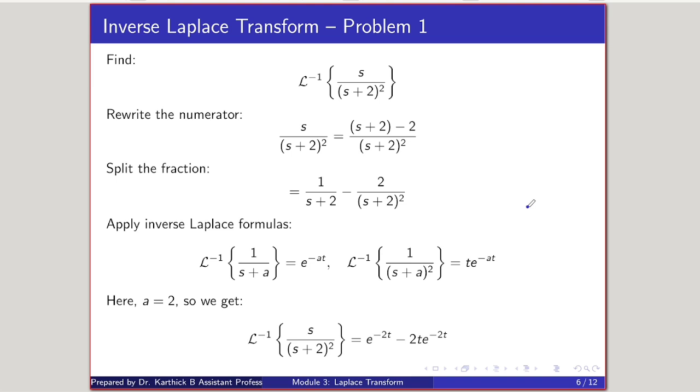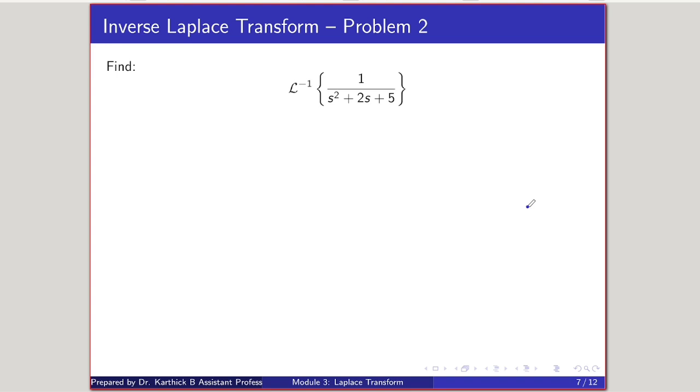So I may substitute the values. Instead of this, it will be e power minus at. Instead of this, here it will be t e power minus at. Here I may take this 2 as a constant outside. So I am getting e power minus 2t minus 2t e power minus 2t. Now I am going for the next problem.